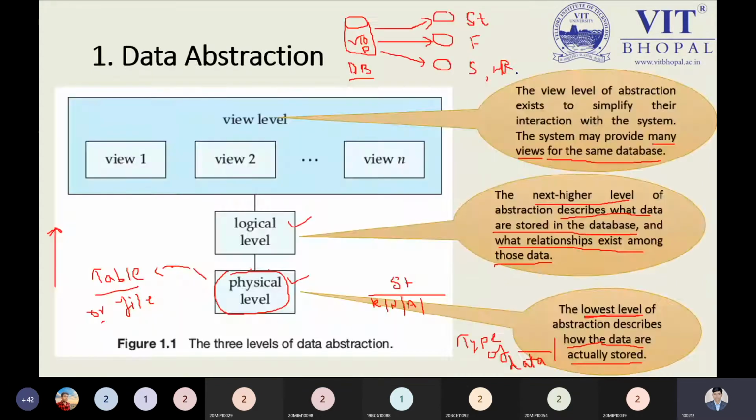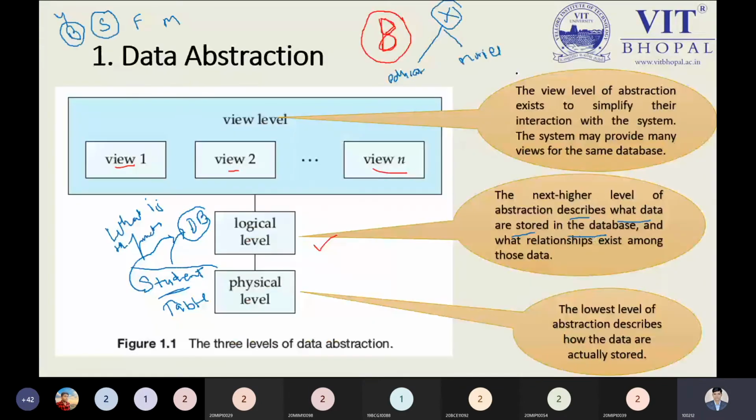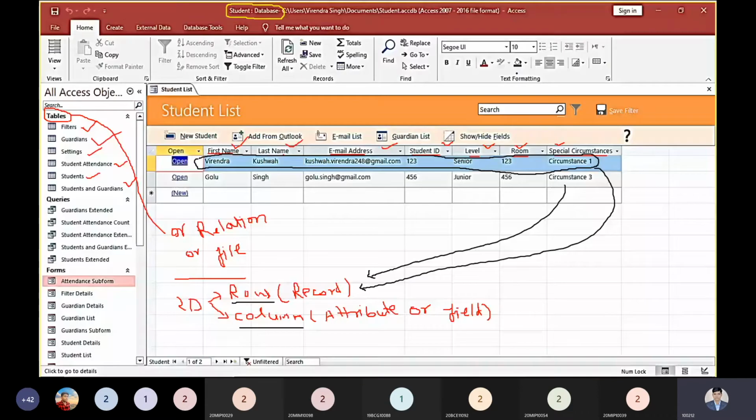Am I right? Tell me yes or no. A database can have many files. Is it possible or not? Yes, sir. Good. So in the student database, I have some files which are recognized by the table, which are recognized by the filter, guardian, setting, student attendance, and student guardian. Is it visible right now? Tell me, is it visible? Yes, sir.